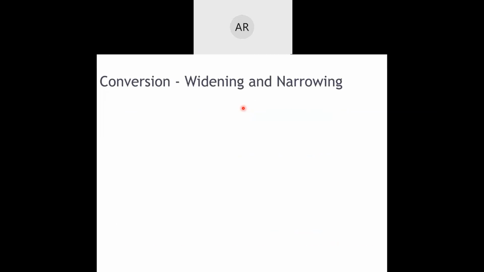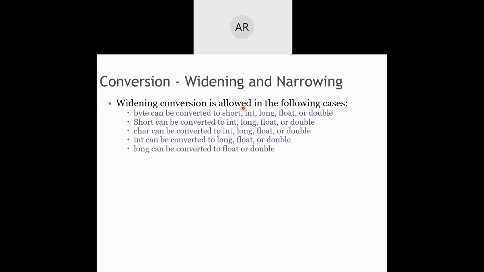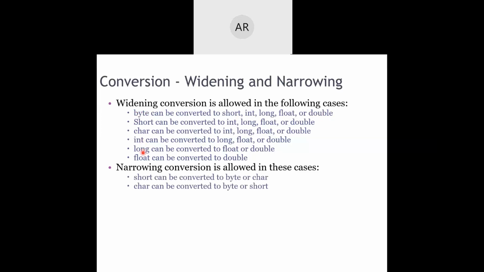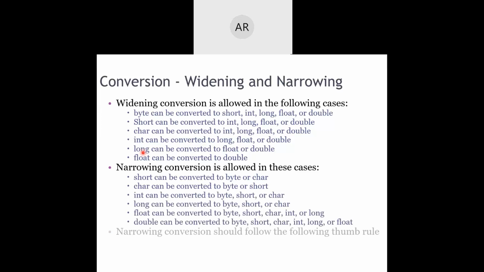Now, widening or narrowing, the same thing I said earlier. If I convert byte to short, which is of 2 bytes, byte is only 1 byte here, short is of 2 bytes, integer is of 4 bytes, long is 4 bytes, float is 4 bytes, double is 8 bytes. If a smaller data type is converted into a bigger data type, it's called widening. Similarly, all these. Okay, narrowing: if a bigger data type is converted into a smaller one, it's called narrowing, as shown in the below points.